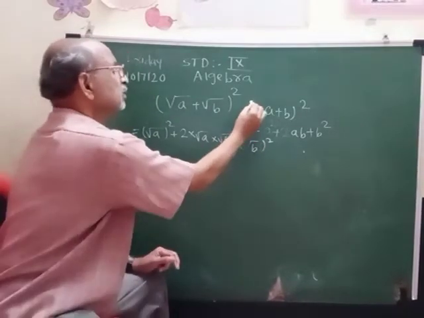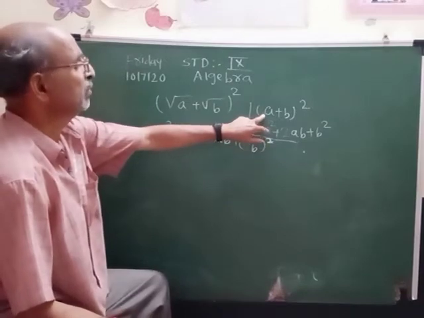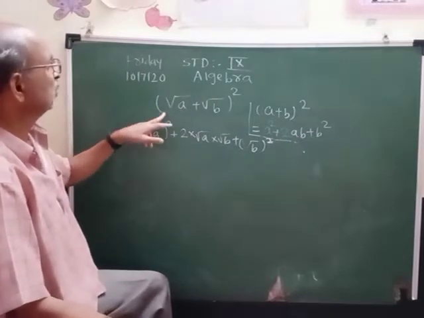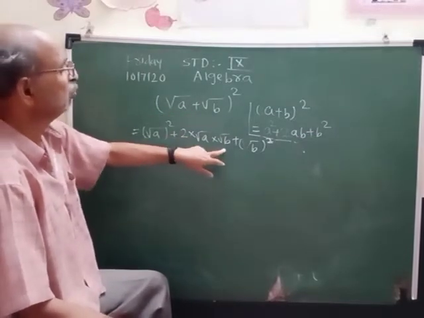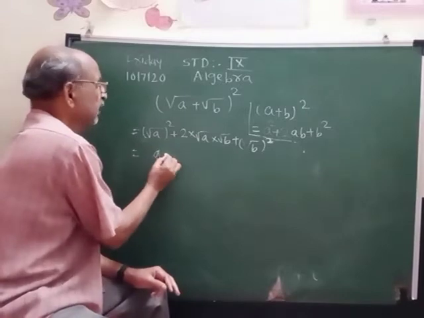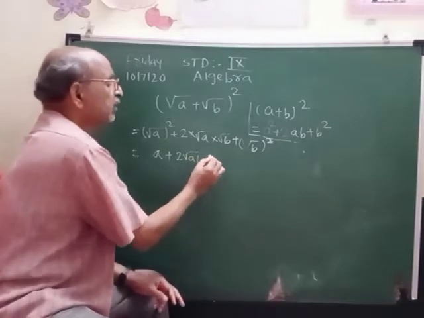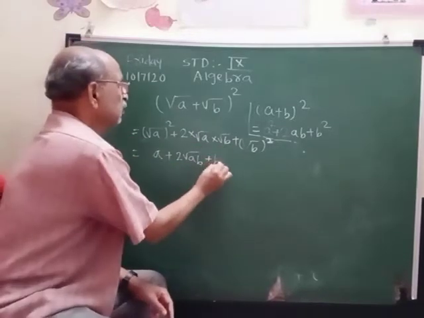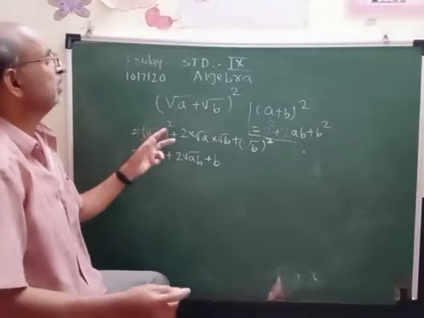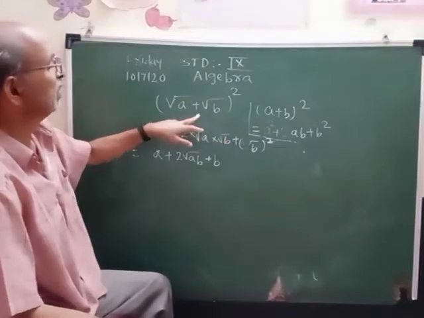According to this identity we have solved: first term square, that is A square, plus 2AB, plus last term square. So root A square plus 2 times root A into root B, plus root B square. Now the square of a root is always that number, so that is A, plus 2 root AB, and the square of the root comes B. So (root A plus root B) square is equal to A plus 2 root AB plus B. In this way, we can solve any example which is based on this identity.